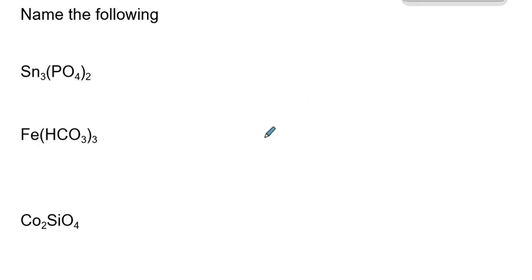All right, just a couple of quick examples here to go through naming compounds that require a Roman numeral. So we look at the first one, we have tin phosphate here, and we know that this is tin and this is phosphate. So we're just going to write tin and phosphate there. But what about the Roman numeral that we need on that?